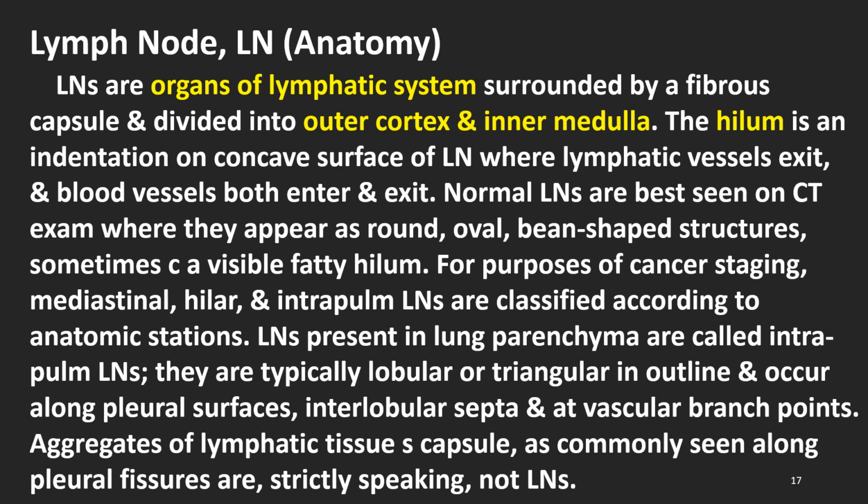Normal lymph nodes are best seen on CT exam where they appear as round, oval, or bean-shaped structures, sometimes with a visible fatty hilum. For purposes of cancer staging, mediastinal, hilar, and intrapulmonary lymph nodes are classified according to anatomic stations. Lymph nodes present in the lung parenchyma are called intrapulmonary lymph nodes. They are typically lobular and triangular in outline and occur along pleural surfaces, interlobular septa, and at vascular branching points. Aggregates of lymphatic tissue without capsule, as commonly seen along pleural fissures, are, strictly speaking, not lymph nodes.